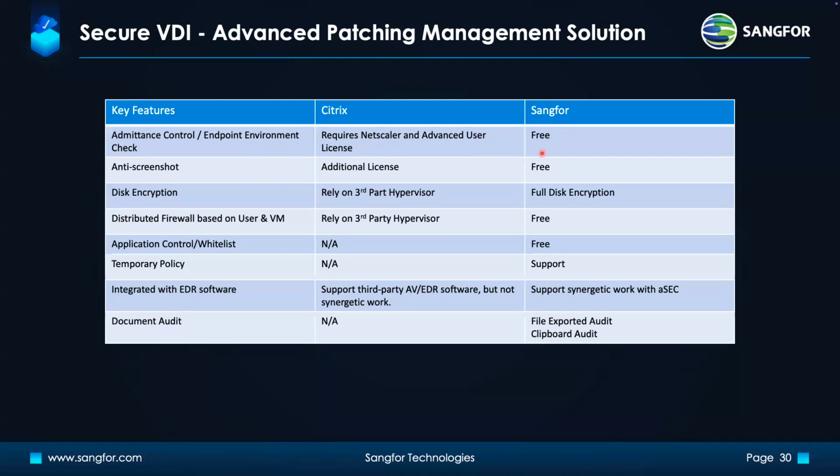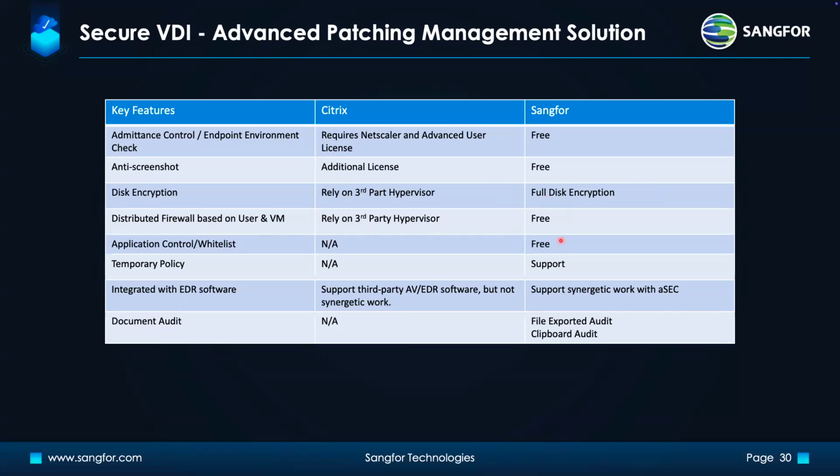Within Sangfor, it is part of the platform. Anti-screenshot, yes, you must go with the additional licenses, separate licenses, and it is again expensive. Whereas in Sangfor, it is free of cost. It is part of the platform itself. Disk encryption, data at rest encryption, Citrix has to rely on a third-party hypervisor. We have a tight integration with our own hypervisor, our own platform, and disk encryption is part of the platform itself. Distributed firewall, which is the microsegmentation again, right? Citrix has to rely on third party, but we have that built into our platform.